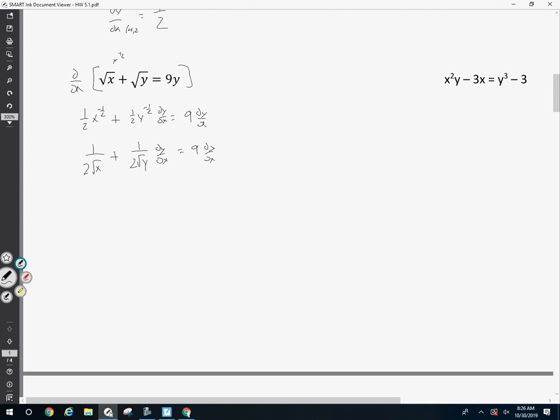Okay, now it's up to you what you want to do. But I'll show you both ways you can do it. You need to move your dy/dx's to the left, which means everything else is going to be moved to the right. So let me show you what that means. I'll have 1 over 2 root y dy/dx minus 9 dy/dx. We'd have to subtract 9 dy/dx. And then I'd subtract the 1 over 2 root x. Then I'd factor out the dy/dx.